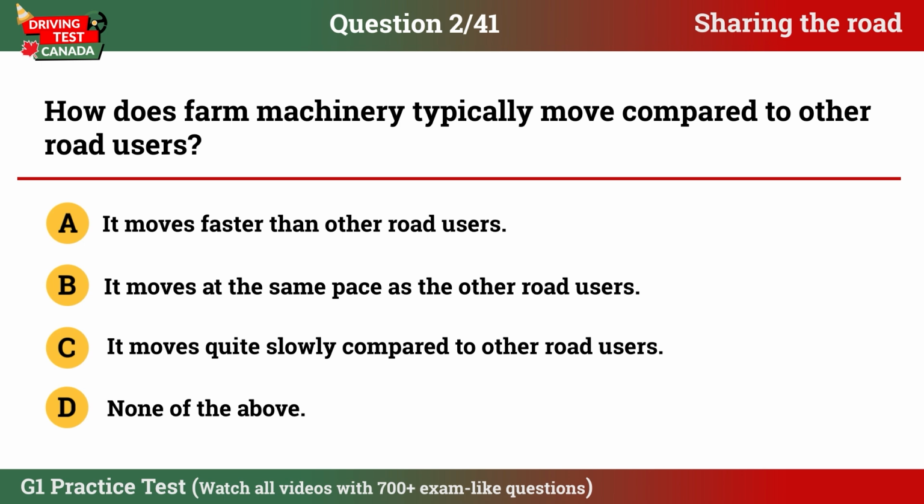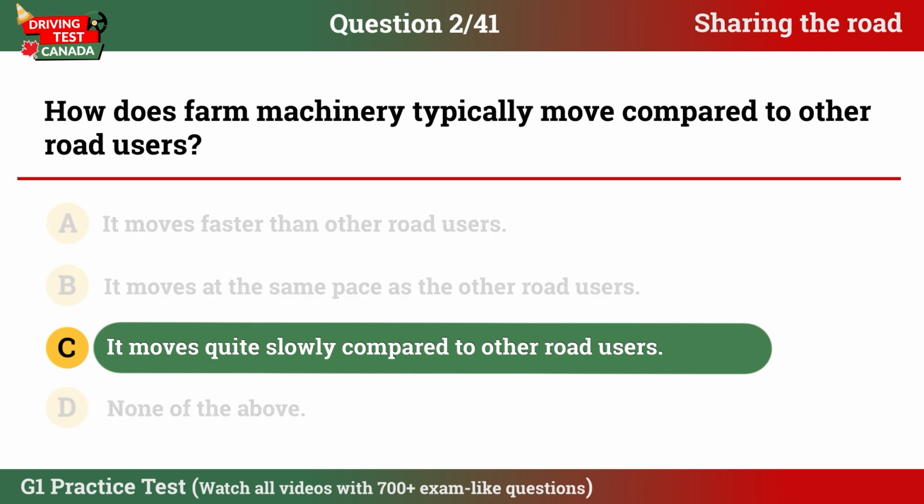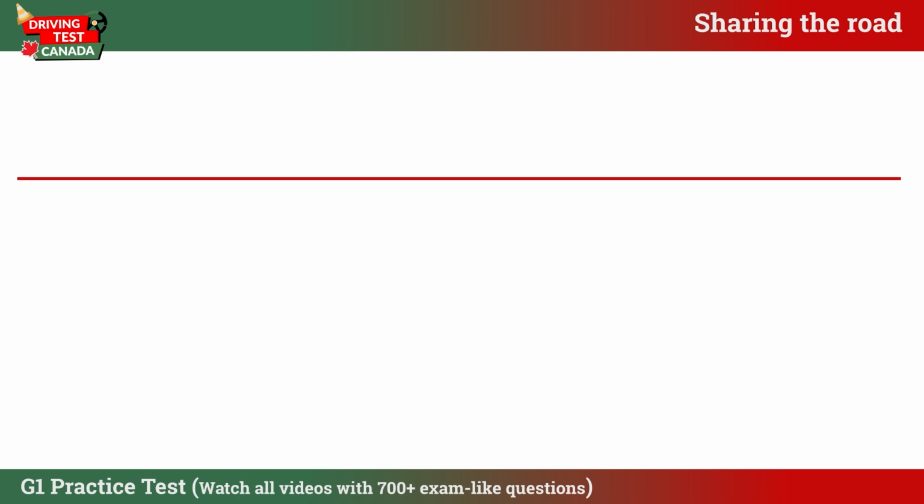The correct answer is C. It moves quite slowly compared to other road users. Explanation. Farm machinery moves significantly slower than other vehicles on the road. Drivers should be prepared to adjust their speed and pass safely when encountering farm equipment.